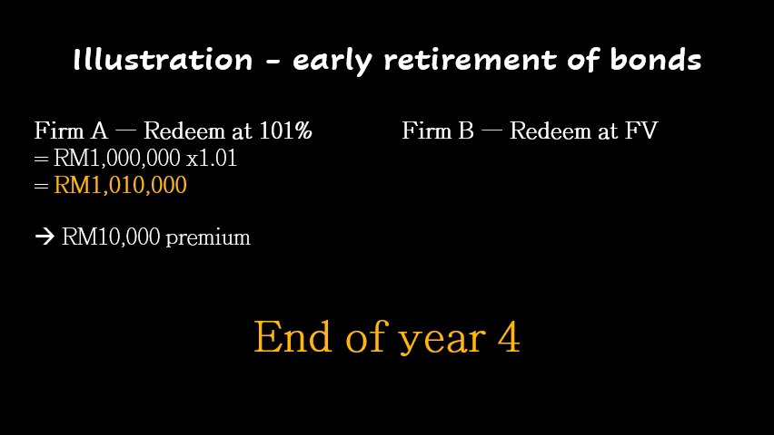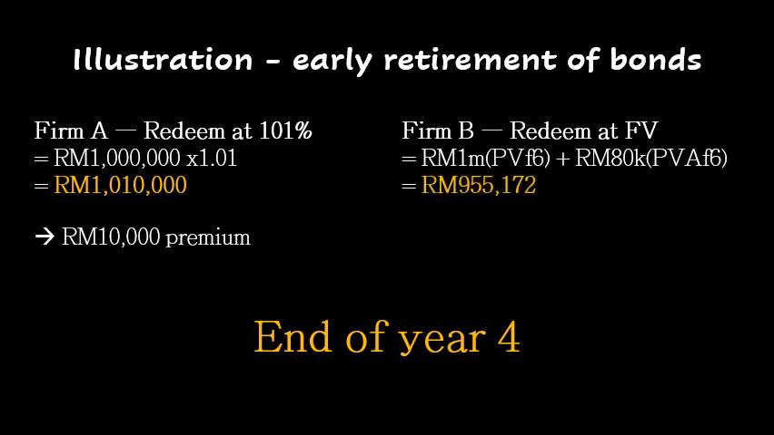For Firm B, it redeems at fair value at the end of year 4. Thus, we need to calculate the bond fair value as at that date using the same formula to determine the bond price at inception. That means at the end of year 4, the bond still has 6 payments of annuity and a payment of the nominal amount 6 periods later. This gives us the amount of 955,172 ringgit. This is the amount that Firm B will be paying to its bondholders, which is 44,828 ringgit lower than the nominal value.